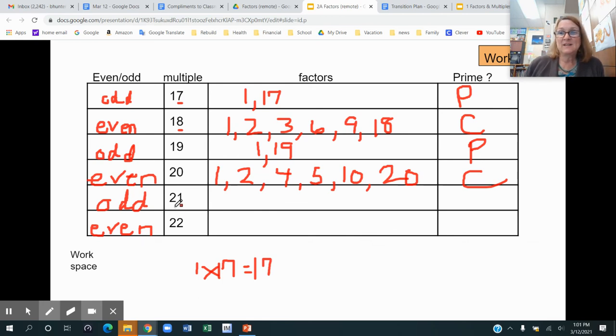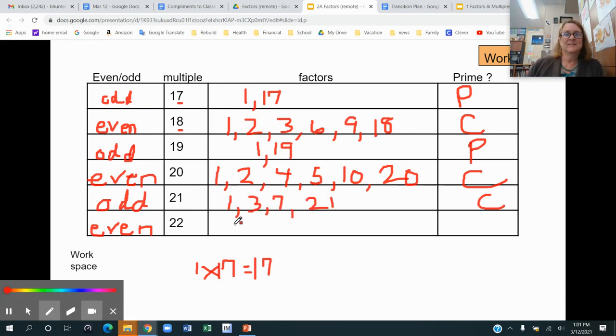How about 21? I'm going to give you a hint. It's not a prime number. So that means there are more than 2 factors. There's 1 and 21, but there are 2 other ones. Can you find them? Did you get it? 1, 3, 7, and 21. And that is a composite number, not a prime number.